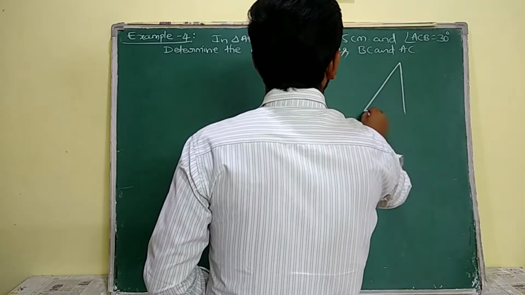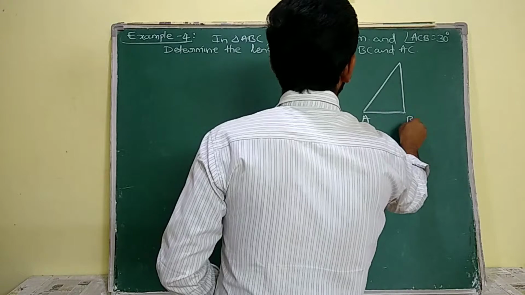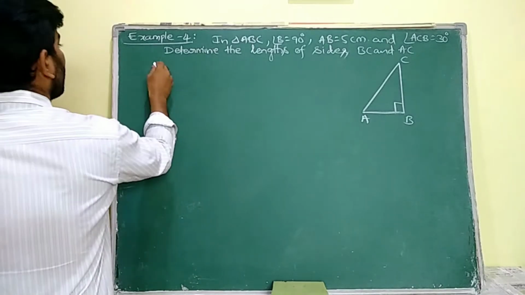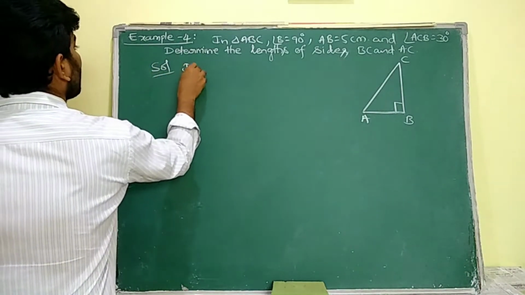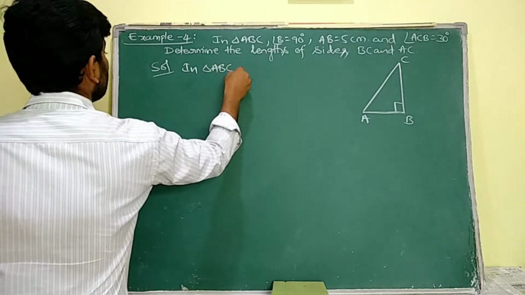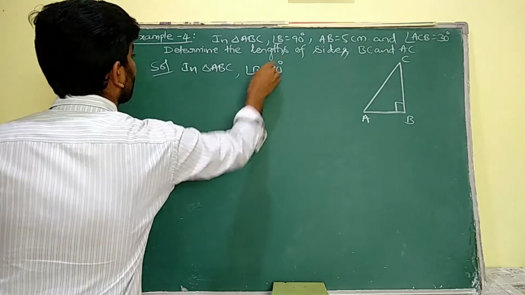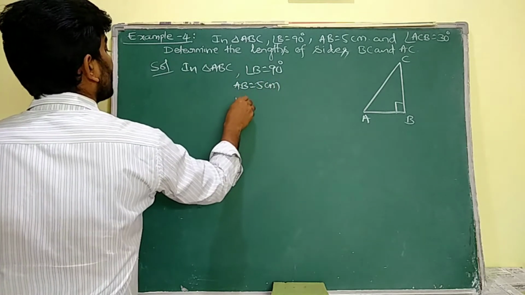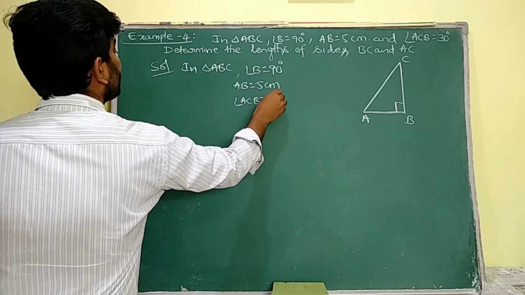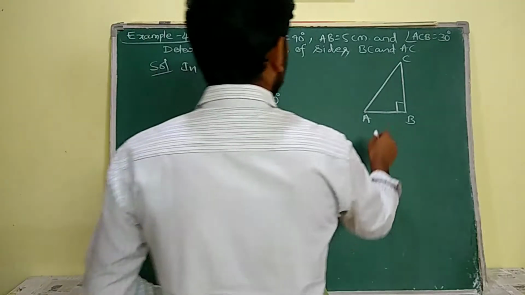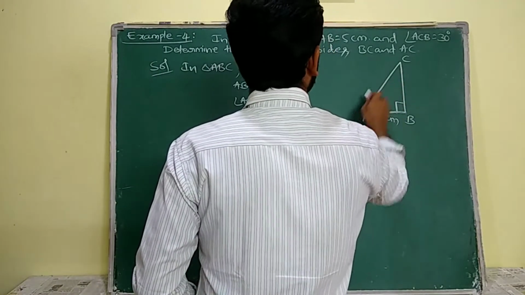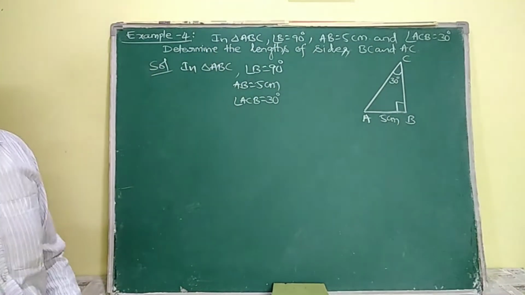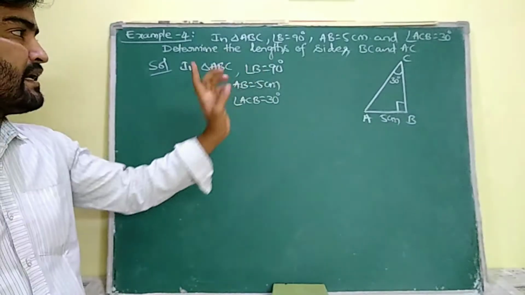In this triangle ABC, angle B is equal to 90 degrees according to the given problem. Now see, in triangle ABC, angle B is equal to 90 degrees and also given AB is equal to 5 centimeters. Angle ACB is equal to 30 degrees. So he is asking you to find the rest of the two sides BC and AC.